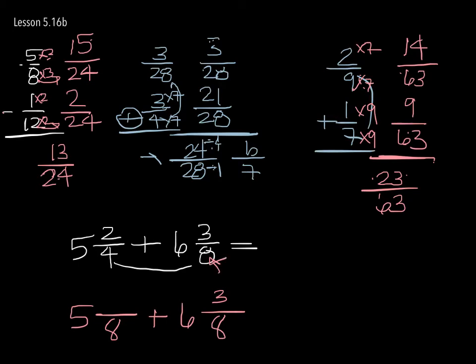So the question is, what did I do to 4 to get to 8? I multiplied it by 2. Whatever I do to the bottom, I'm going to do to the top. 2 times 2 is 4. And now I can add, I have the same language. Now I can add them up. 3 plus 4 is 7 all over 8. And then I add my whole numbers. 5 plus 6 is 11. So my answer is 11 and 7/8.